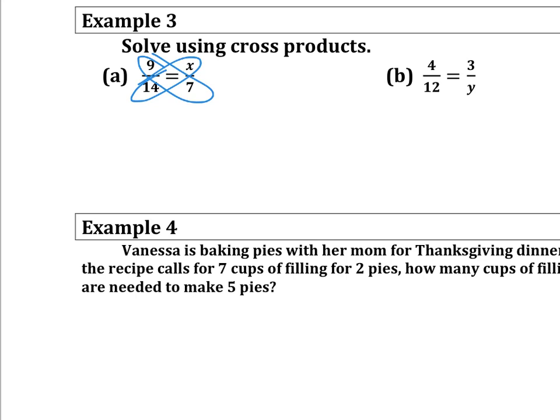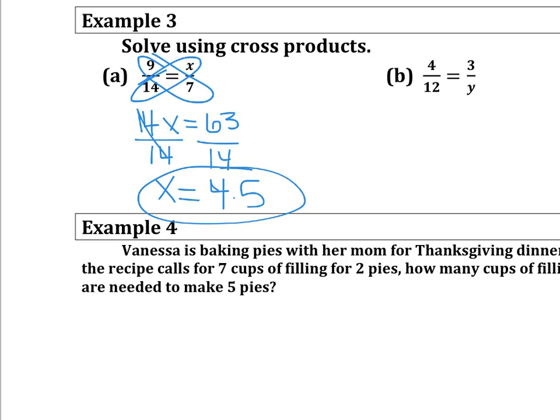So in letter A here, if I multiply 14 by x and I multiply 9 by 7, I would get the equation 14x equals 63. So then it's just like a normal one-step equation. I would divide by 14. If I divide 63 by 14, we get an answer of 4.5. And so x equals 4.5 is your answer.